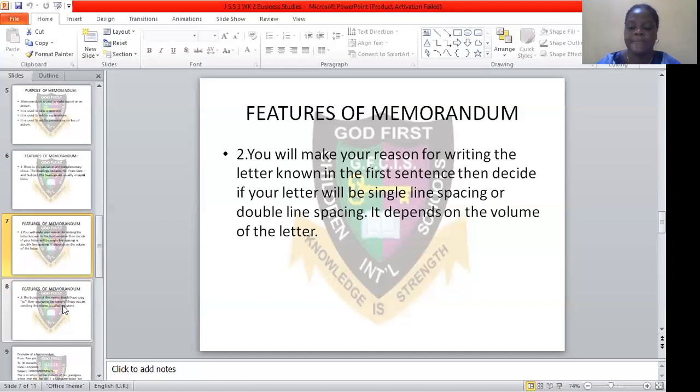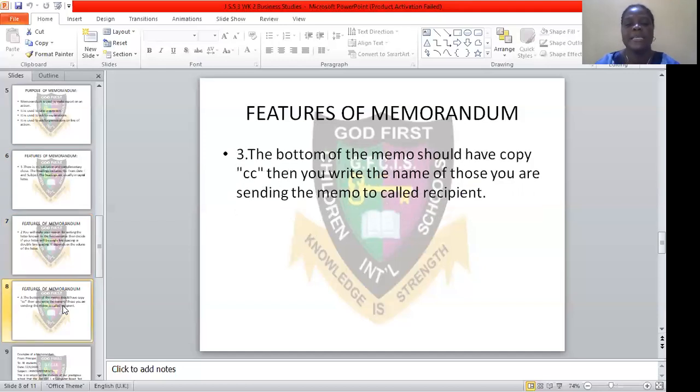double line spacing. Then another feature that we're going to look at is the bottom of the memo. You know, I told you initially in feature number one that there is no complimentary clause. So at the bottom, instead of writing yours faithfully or yours sincerely, you will write copy. But that copy will be in double C, in open and close brackets. You write copy. Then those that you copied the letter to, you will list out their names.